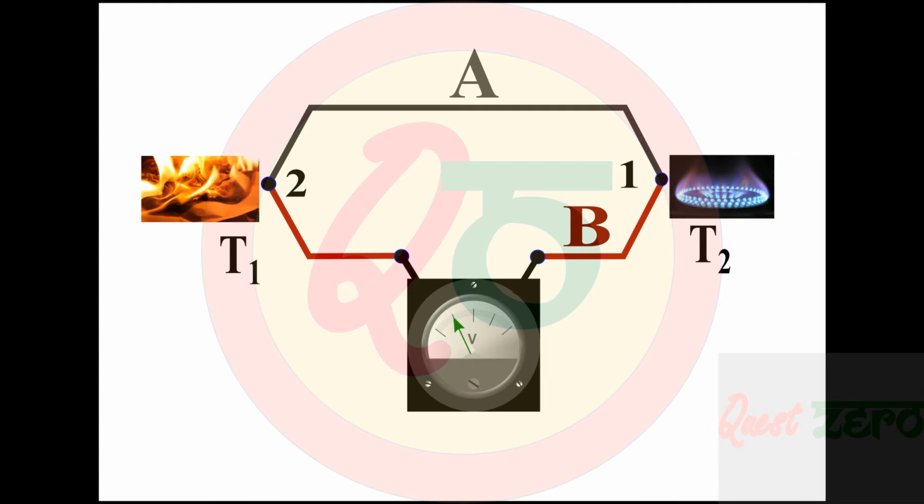In the figure, if you observe, junction 1 creates a temperature T2 and junction 2 creates a temperature T1, and because of this change in temperatures at two junctions, there is a voltage being generated. So now, considering the amount of voltage that is being generated, you can say that the amount of temperature difference between the two junctions is so and so.